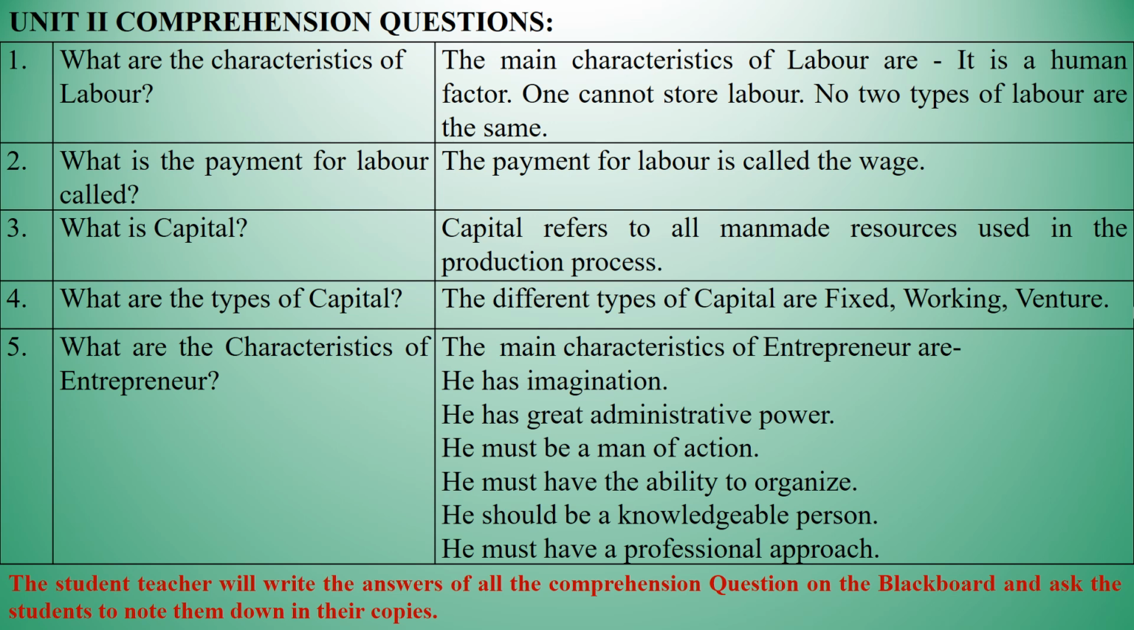The fifth and the last comprehensive question is, what are the characteristics of entrepreneur? The students will answer that the main characteristics of entrepreneur are: he has imagination, he has great administrative power, he must be a man of action, he must have the ability to organize, he should be a knowledgeable person, he must have a professional approach. Here, a note is worth mentioning that the student teacher will write the answers of all the comprehension questions on the blackboard and ask the students to note them down in their copies.